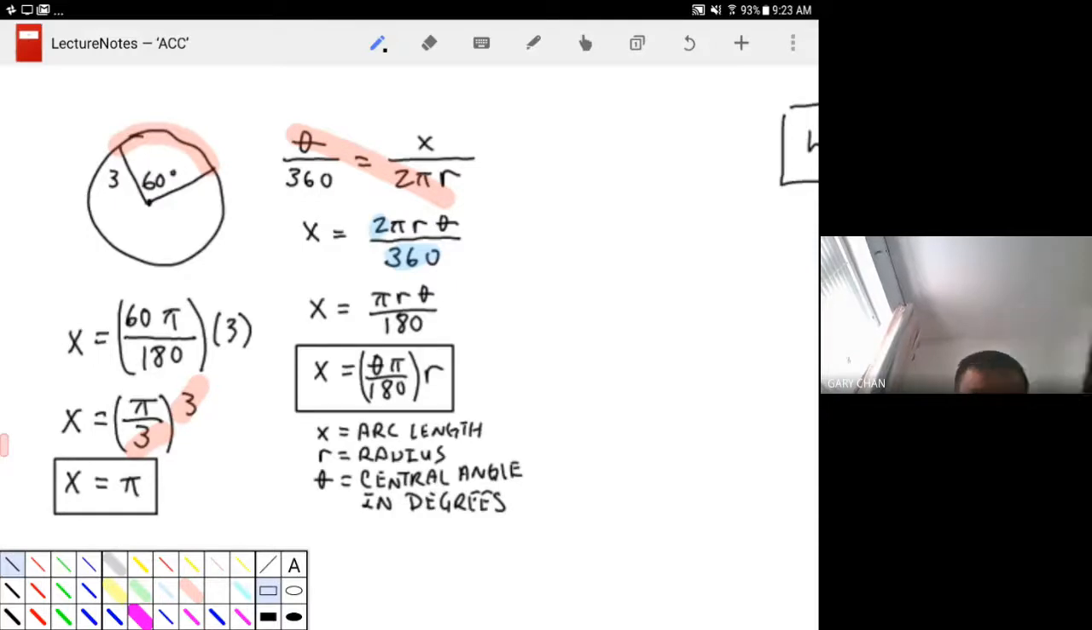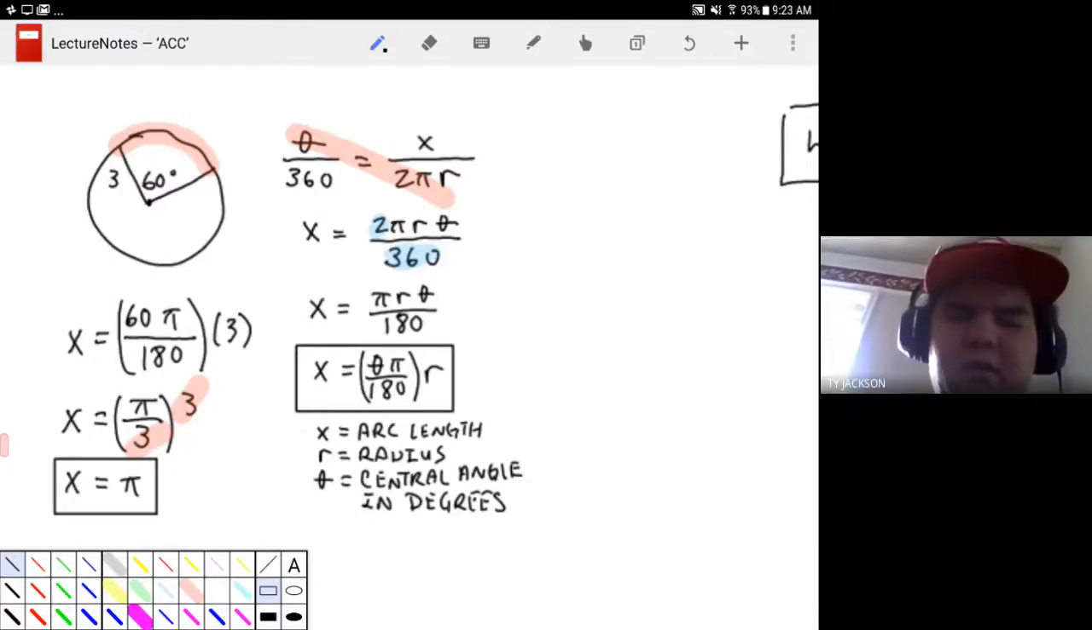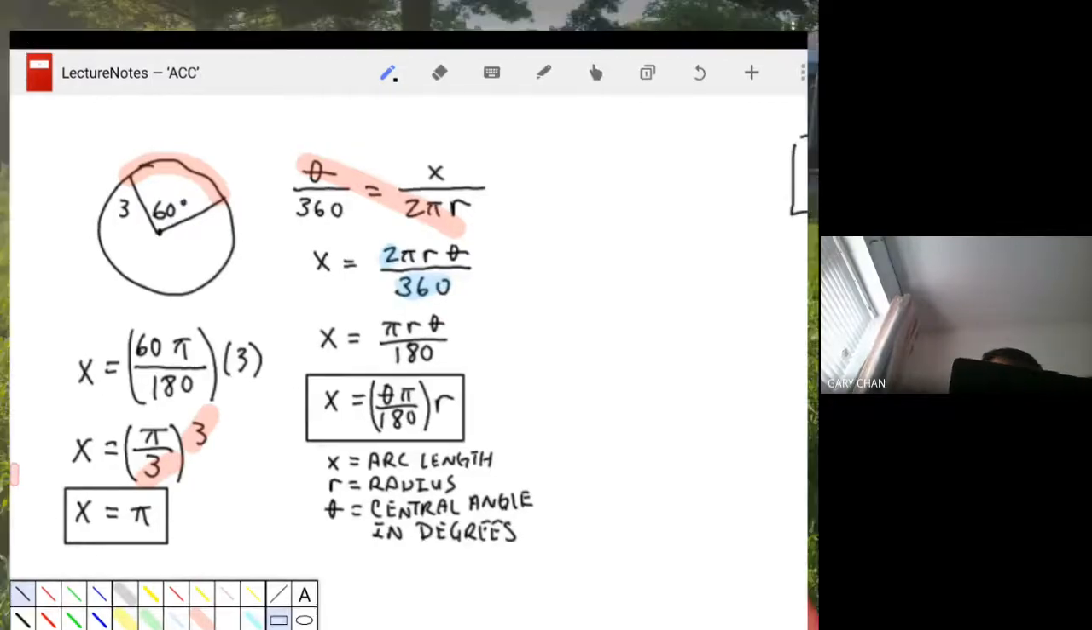Okay. So what is meant by x is equal to pi? What does that mean? That is the arc length. Excellent. Nicely done. So again, we are going to pop that in. All right, 4 more.